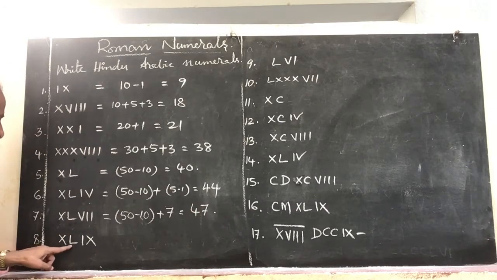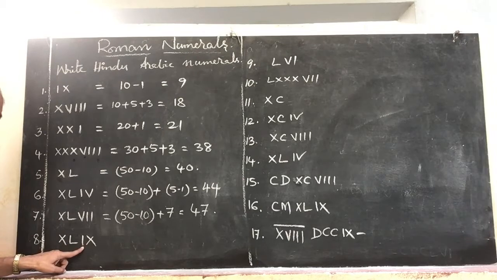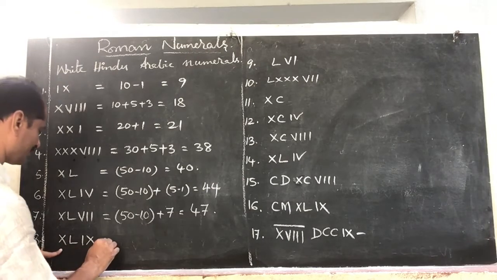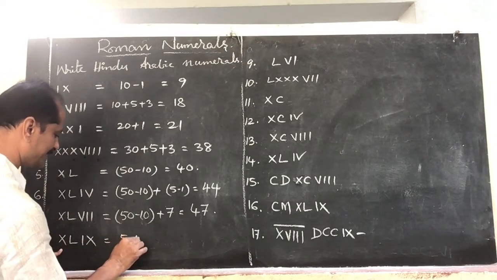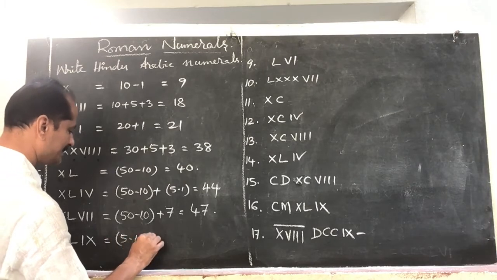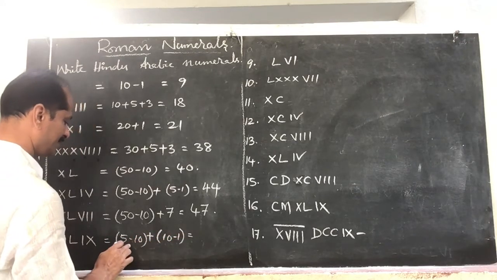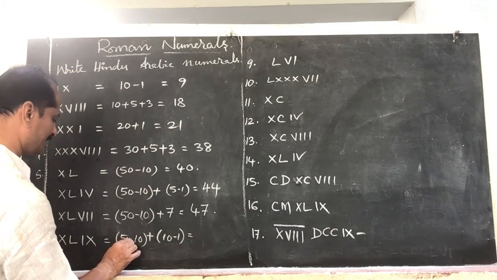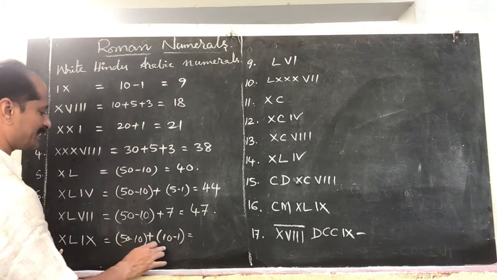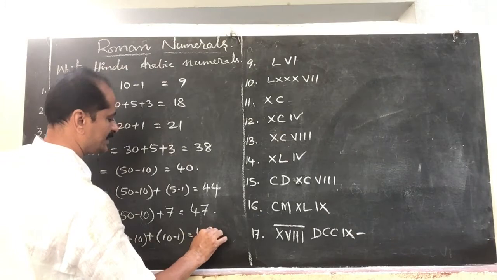Next here also 50 minus 10, 40. X minus 1. 10 minus 1, 9. So that is equal to 50 minus 10 plus 10 minus 1. That is equal to 50 minus 10, 40 plus 9. 49 is the answer.